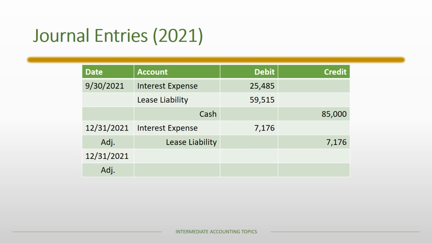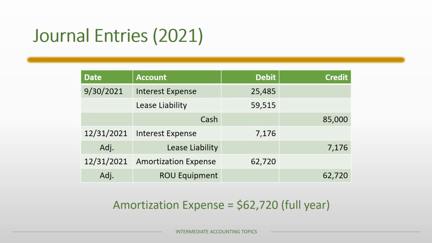Of course, we still have to amortize the right of use asset. And this year, of course, it's a full year, and so the amortization expense is a full $62,720. That's the amortization expense, and it also reduces the right of use asset account balance.